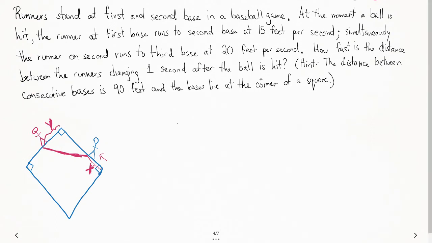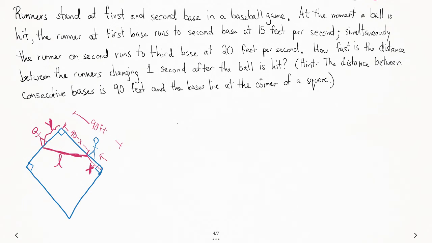So if this is x, and the total distance here is 90 feet, then the distance from here to here is 90 minus x. And we have to call the distance between the runners something. Usually I'd use d, but I don't think that's a good idea because we're going to have derivatives involved. So I'll just use L for length, the length between the runners. But you can call it whatever you want. If you want to use d, just don't confuse it with the d for the derivative. Okay?